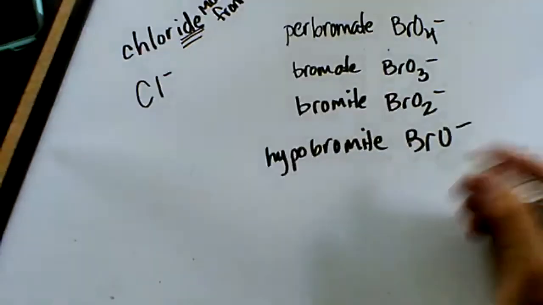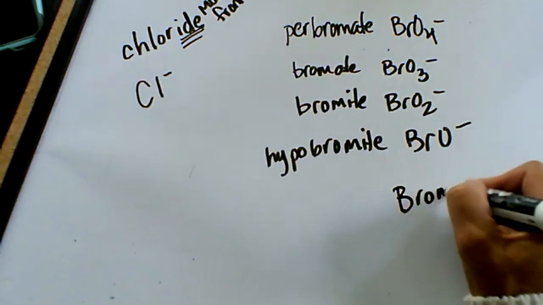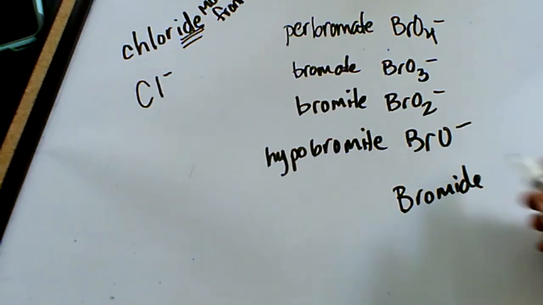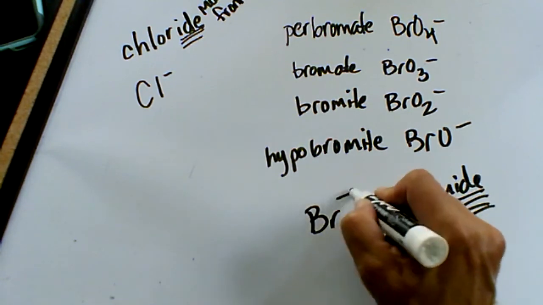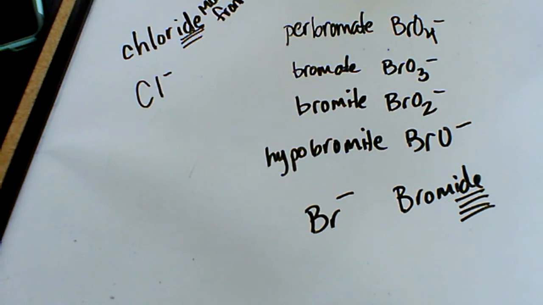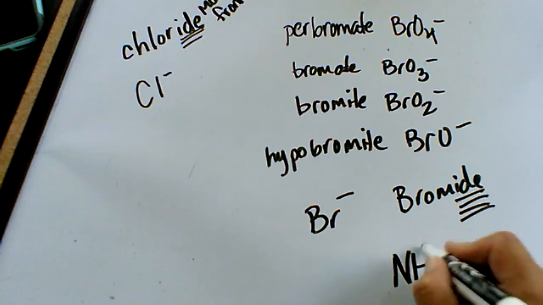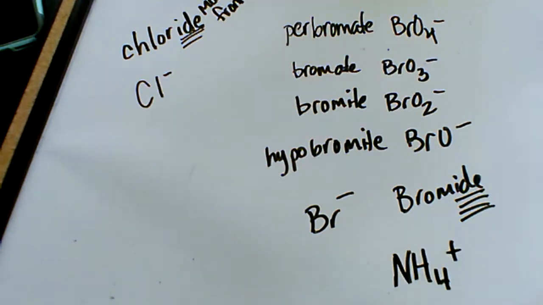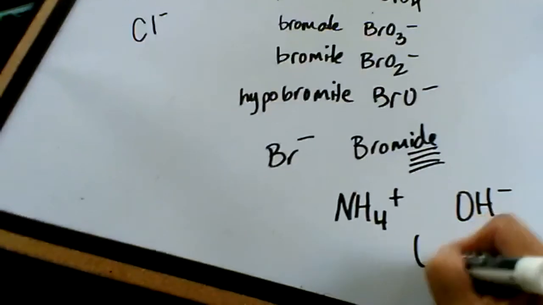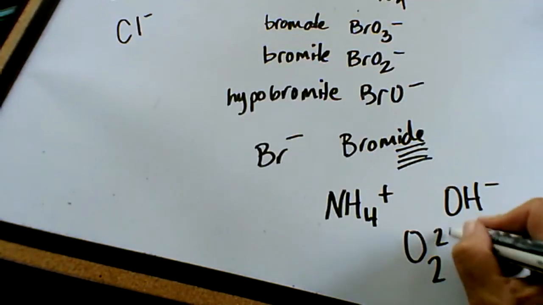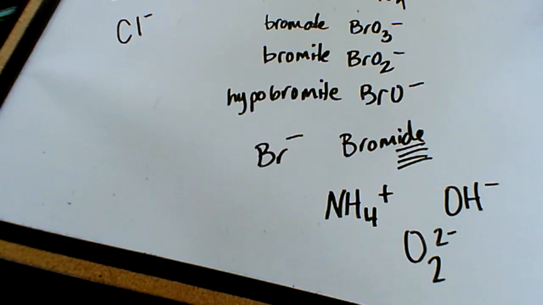Now, signing off, what's bromide? Ide here means it's not poly, it's just bromine as an ion. Don't forget ammonium. Don't forget hydroxide. And don't forget peroxide. I'll be sure to bring those up in the other videos. This one's been long enough.